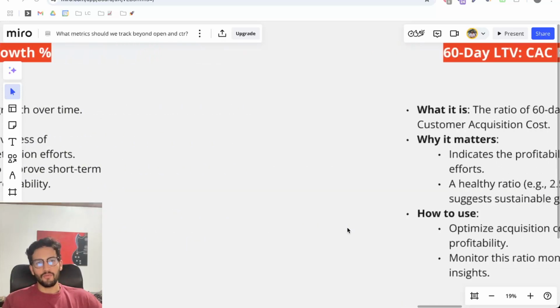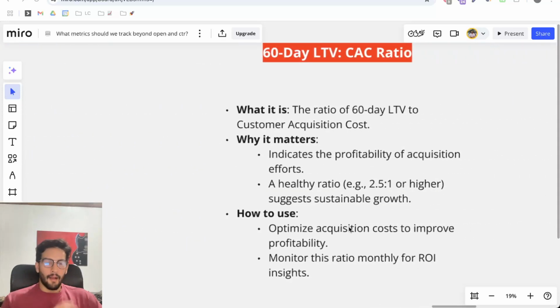Okay. Next, we've got 60-day LTV to CAC ratio. This is the ratio of 60-day LTV to customer acquisition cost. Crucial, extremely important. It indicates the profitability of acquisition efforts. A healthy ratio, 2.5 to 1, 3 to 1, depends on your business, or higher, suggests sustainable growth. How to use it: optimize acquisition costs to improve profitability, and monitor this ratio monthly for ROI insights as well.